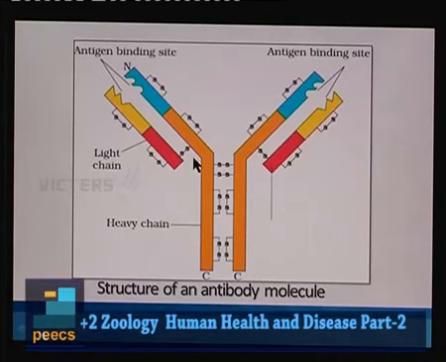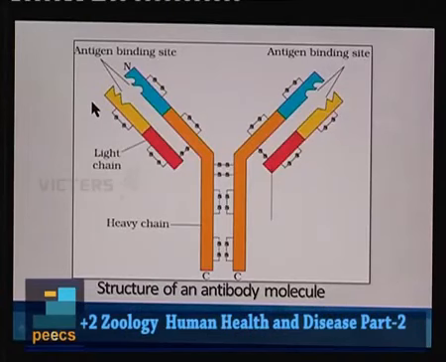You can see that the heavy chain has 2 portions, a variable region and constant region, and the light chain also has 2 portions, the variable region and constant region. Here on the variable region of the antibody molecule, we can see the antigen binding site. Antigen binding site will act as the paratope, or it is a region where antigenic determinants are getting attached.